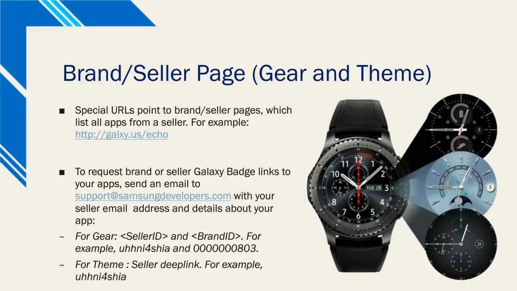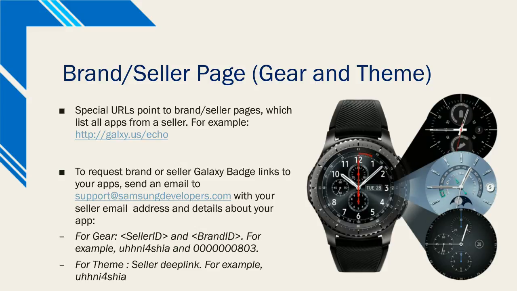Now, that was all about the Galaxy Batch. Now, we'll talk about some newer features added on the Seller Office, like brand page and seller page. Brand is for the Gear page, and the seller page stands for the themes. What this page is, each seller can have one single page where they can have all their apps listed under one screen, or under different tabs.